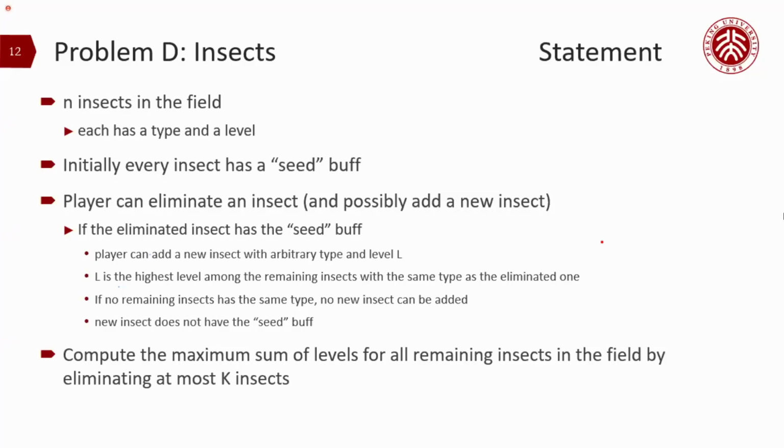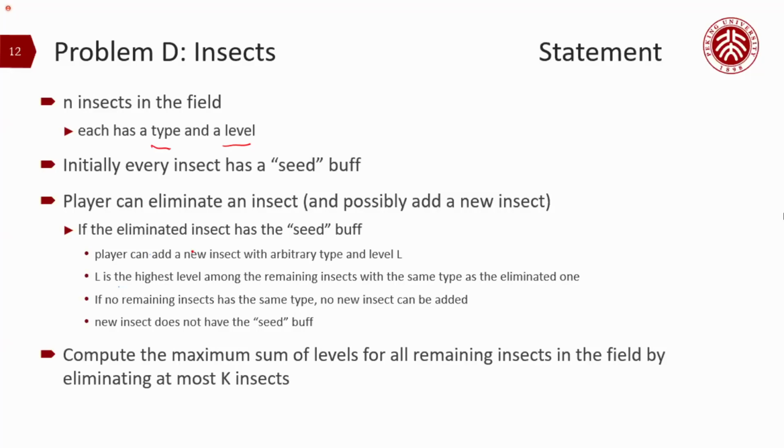We have n insects in the field. Each has a type and a level, so we have n insects with two properties. Initially, every insect has a C buff, so they are special insects. The player can do multiple turns. The player can eliminate an insect and possibly add a new insect, and he can add the new insect if the eliminated insect has the C buff. Initially, the n insects have a C buff, but the newly added insects do not have a C buff.